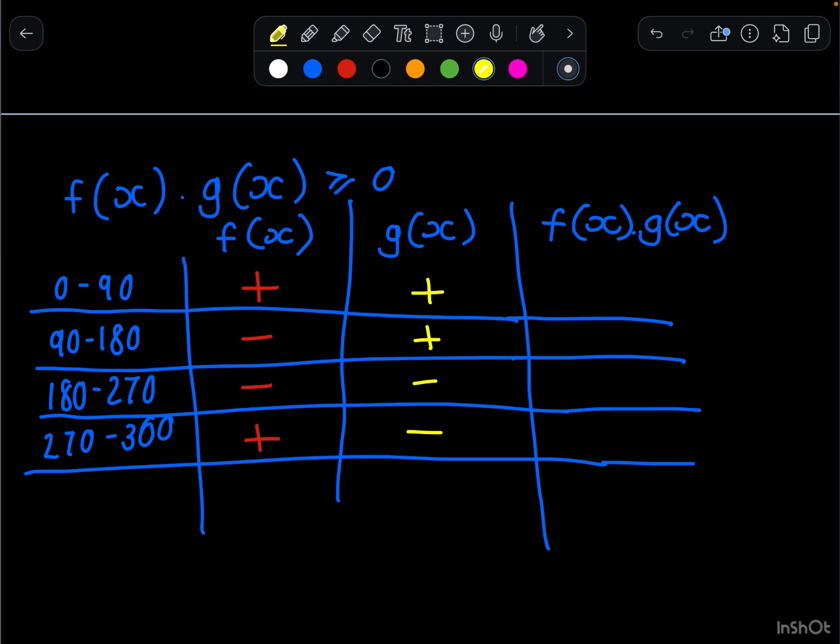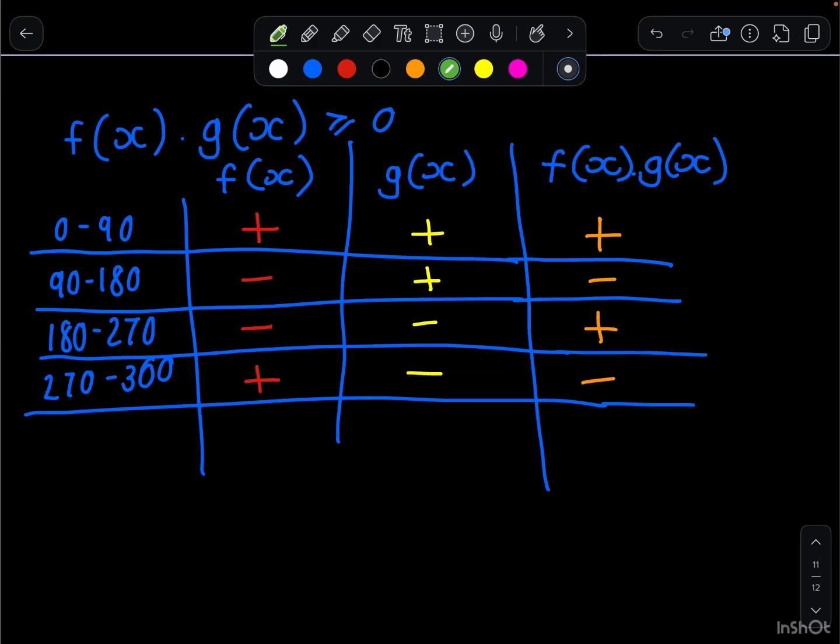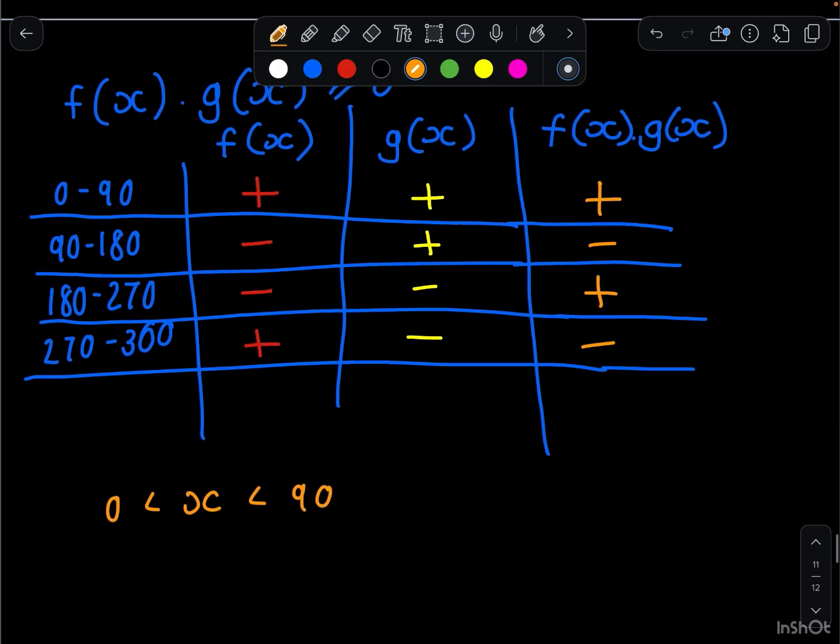So positive and a positive makes a positive. Negative and positive makes negative. Negative and negative makes positive. Positive and negative makes negative. Okay, so we can see here it is greater than or equal to 0 from 0 to 90. And then also again from 180 to 270.